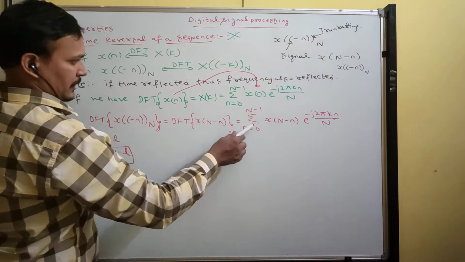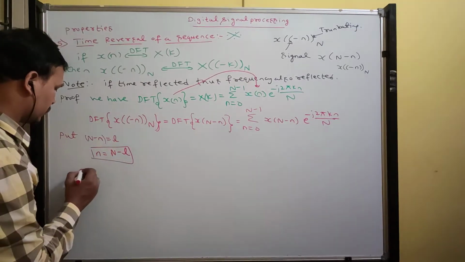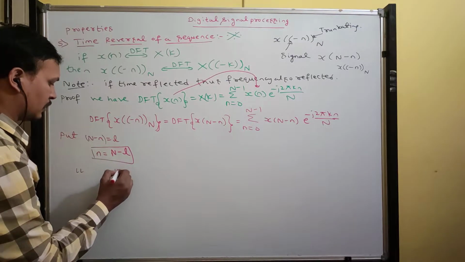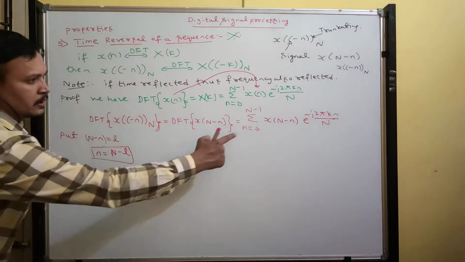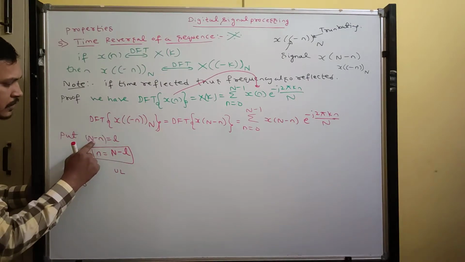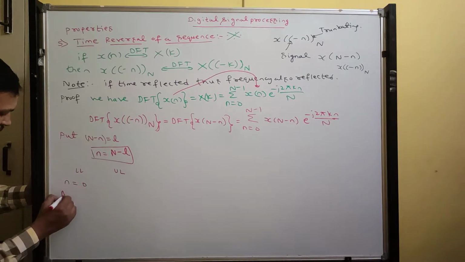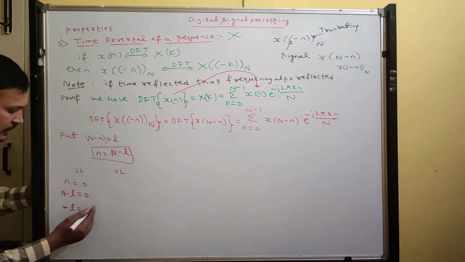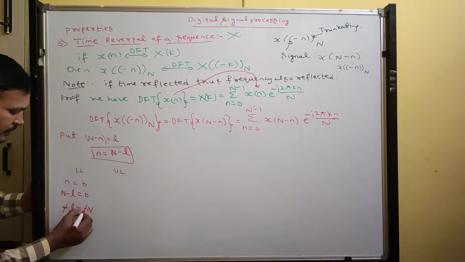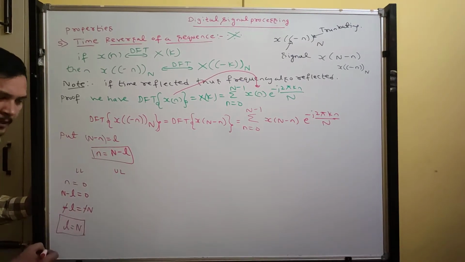Now you will get new limits. Okay, lower limit and upper limit. What is the lower limit? n equals 0. So replace n by N minus L. So N minus L equals 0, so from this I can write minus L is equal to minus N, take N that side. The minus gets cancelled. So I got the lower limit: my new lower limit is L equals N.